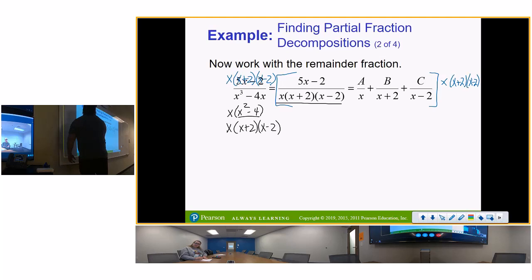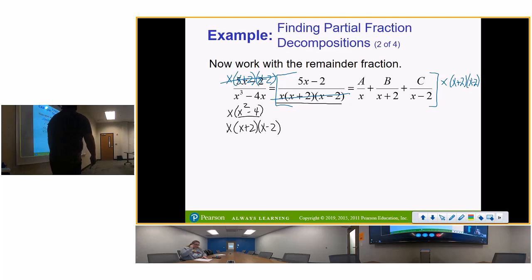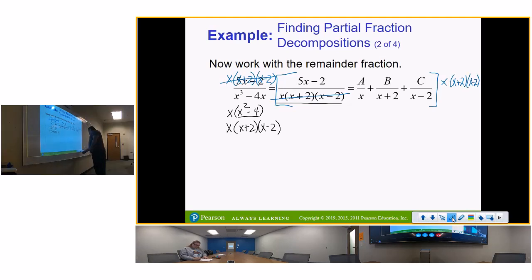And of course, what happens on the left-hand side? All that goes out. So what is on the left-hand side of the equal sign? 5x minus 2, Hubert. So somebody tell me what's over here. What cancels here? x. So that leaves a times x plus 2 times what? Plus b times what? x times x minus 2.